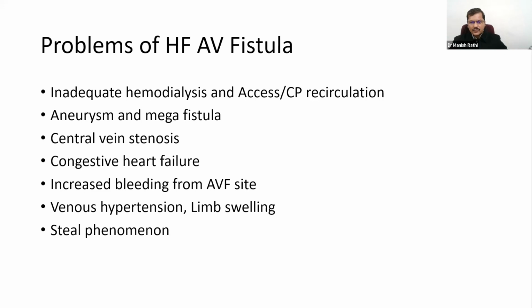So there can be occurrence of steal phenomena. There can be vascular gangrene and other kinds of things can also occur. So this is how a patient can present. However, as I've said earlier, most of these patients will be asymptomatic in the early stage, unless the flow is really high and then they start developing symptoms.